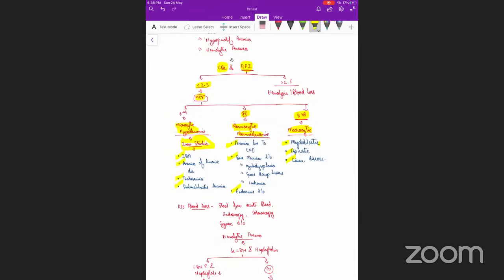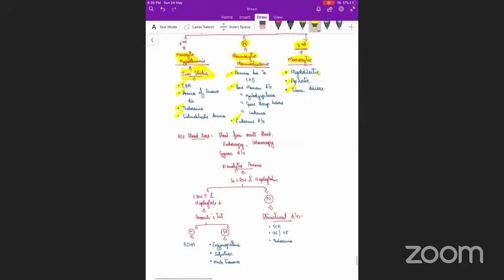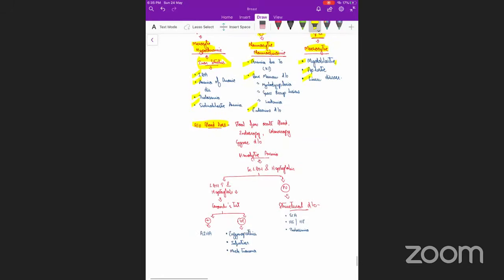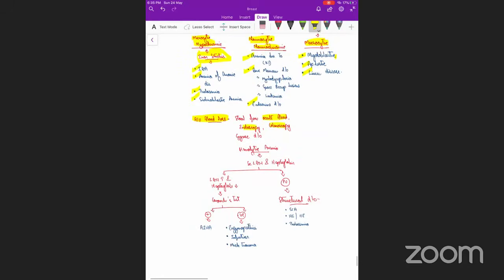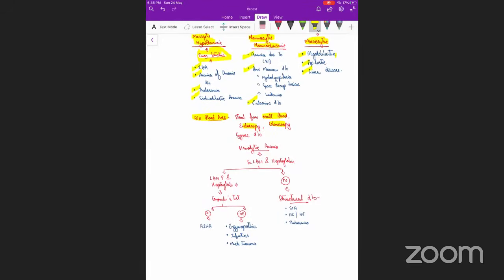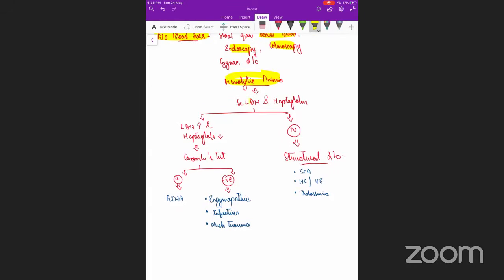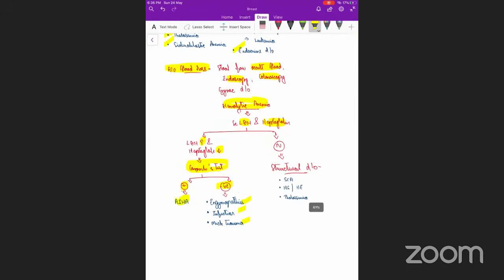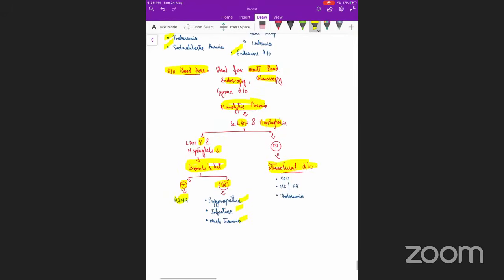If it is greater than 2.5, rule out blood loss by doing stool for occult blood, endoscopy, colonoscopy, all those things. If blood loss is not there, think of hemolytic anemia. For hemolytic anemia, measure LDH and haptoglobin. If LDH is raised and haptoglobin decreased, then always do the Coombs test. If the Coombs test is positive, it is AIHA. If it is negative, then these have their specific tests. If it is normal, then think of structural disorders with their specific tests and peripheral smear.